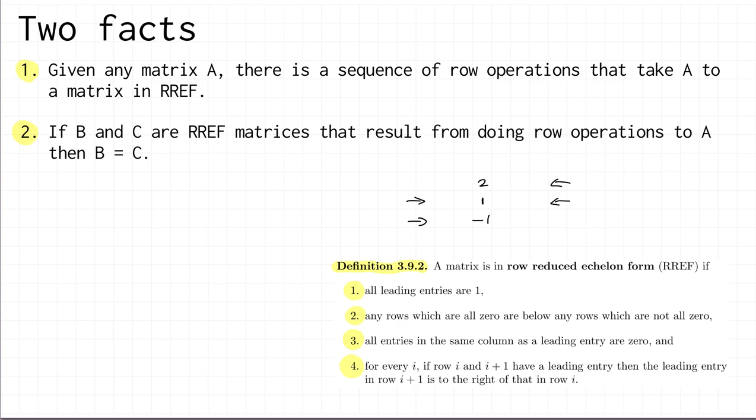But the fact that there is one and only one row-reduced echelon form matrix which you can get to by doing row ops to a matrix A justifies people talking about the row-reduced echelon form of a matrix. What they mean when they say that is the one and only one matrix which can be obtained from A by doing row ops to it.